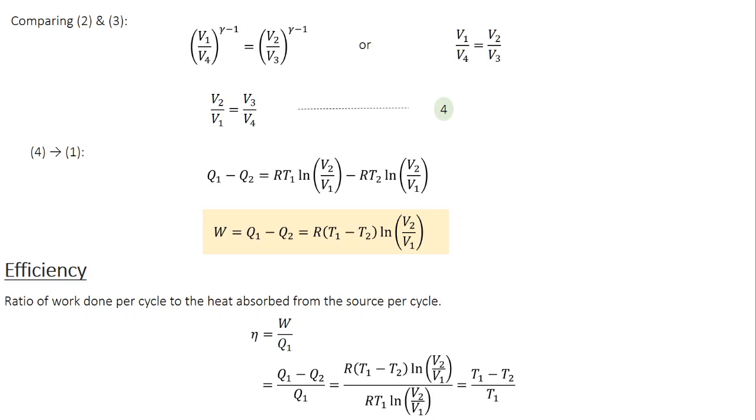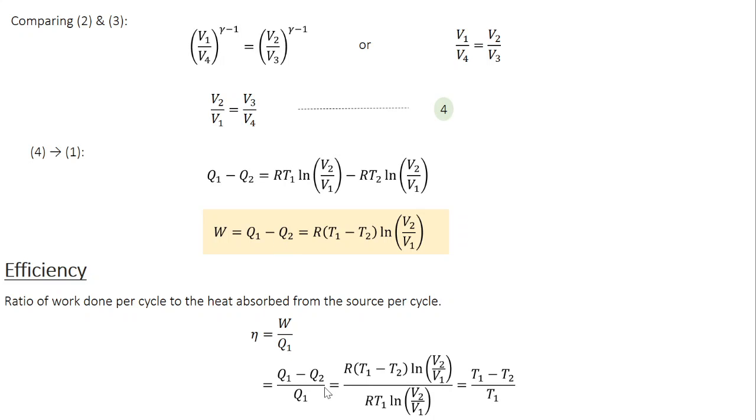Once we calculate work done, we can define an important parameter of a heat engine known as efficiency, which is nothing but the ratio of work done per cycle to the heat absorbed from the source per cycle. So this is the fraction of work done from the heat absorbed in a cycle. So efficiency eta is defined as work done W divided by heat absorbed Q1. We know that W equal to Q1 minus Q2.